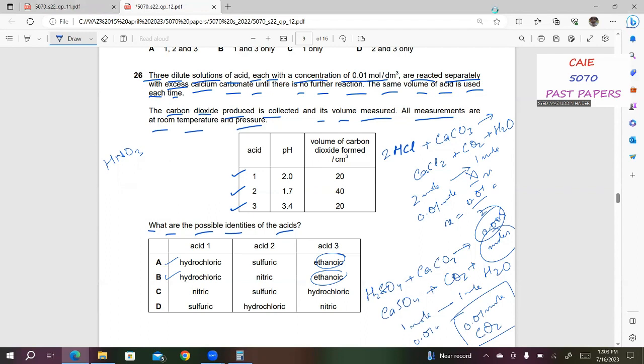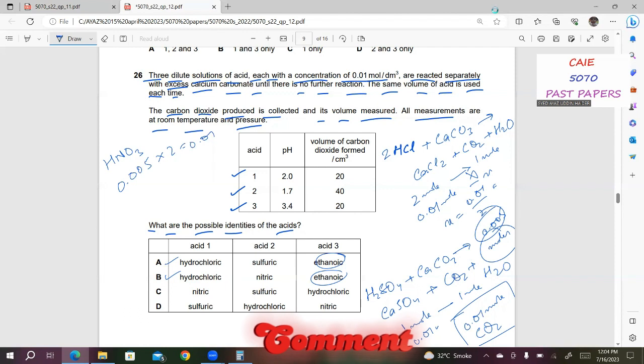Look at the difference in the moles of CO2 produced by hydrochloric acid and sulfuric acid. You see, in case of sulfuric acid, it's 2 times. 0.01 mole is 2 times of 0.005. If you multiply 0.005 by 2, you will get 0.01. So it means the volume produced will be double in case of sulfuric acid. So acid 1 must be hydrochloric acid and acid 2 must be sulfuric acid.